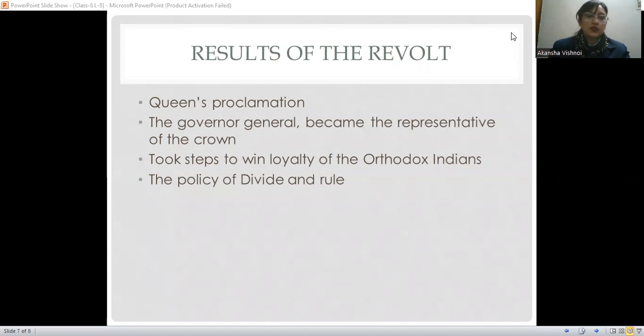The British took steps to win the loyalty of the Orthodox Indians and the landowners. The policy of divide and rule was followed to prevent the Indians from uniting. The army was reorganized so as to keep it well under British control.